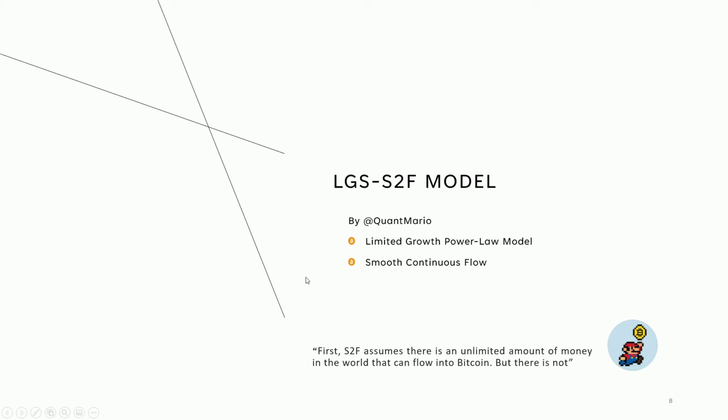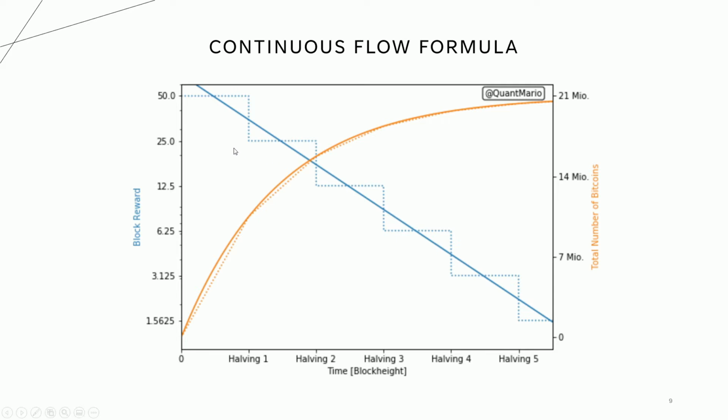So Quant Mario did two things. He introduced a limited growth power law model, and this is essentially just to cap the growth. It's going to be more of an S-curve. And the second thing he did, he changed the halving model. So instead of being a step function, where every 4 years we have a halving or decline of the newly issued Bitcoin by half, he changed this to be a continuous function. It has the exact same rate, so the same amount of Bitcoin gets issued over that 4-year period. It's just now continuous and flowing, so it's easier to predict.